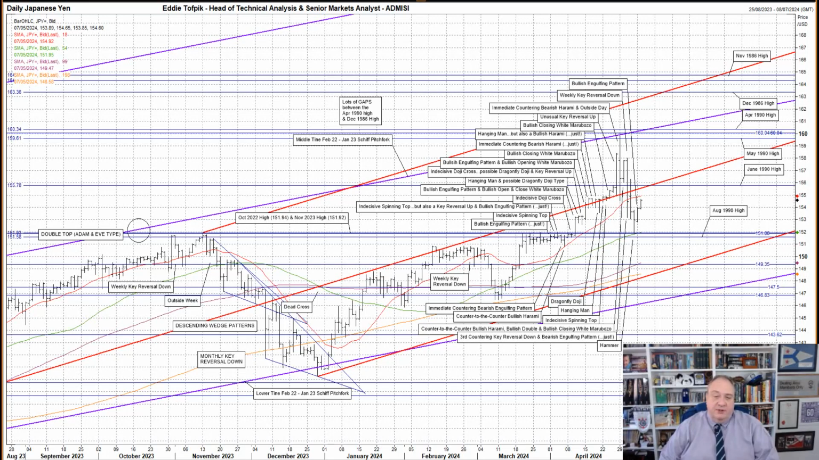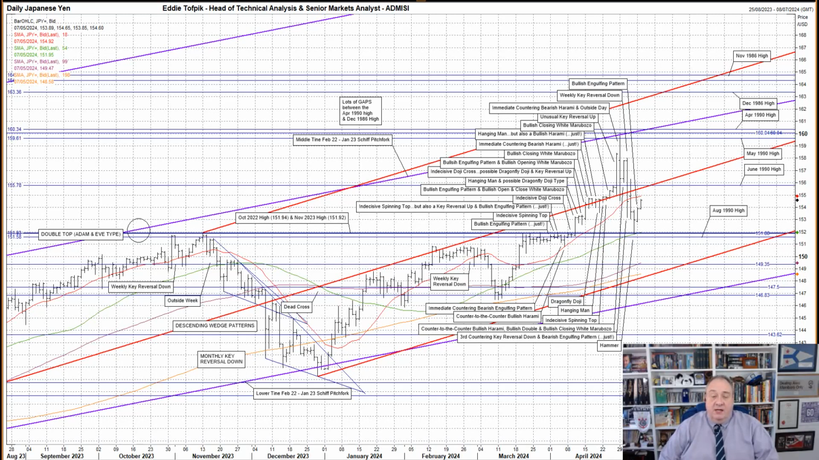US dollar against the Japanese yen. A bullish engulfing pattern yesterday after Friday's hammer pattern. This all counters somewhat last week's weekly key reversal down. Overhead we have the bright red highlighted middle time, currently at 155.54, the July to December 2023 bullish Andrews pitchfork, and the June 1990 high at 155.78.